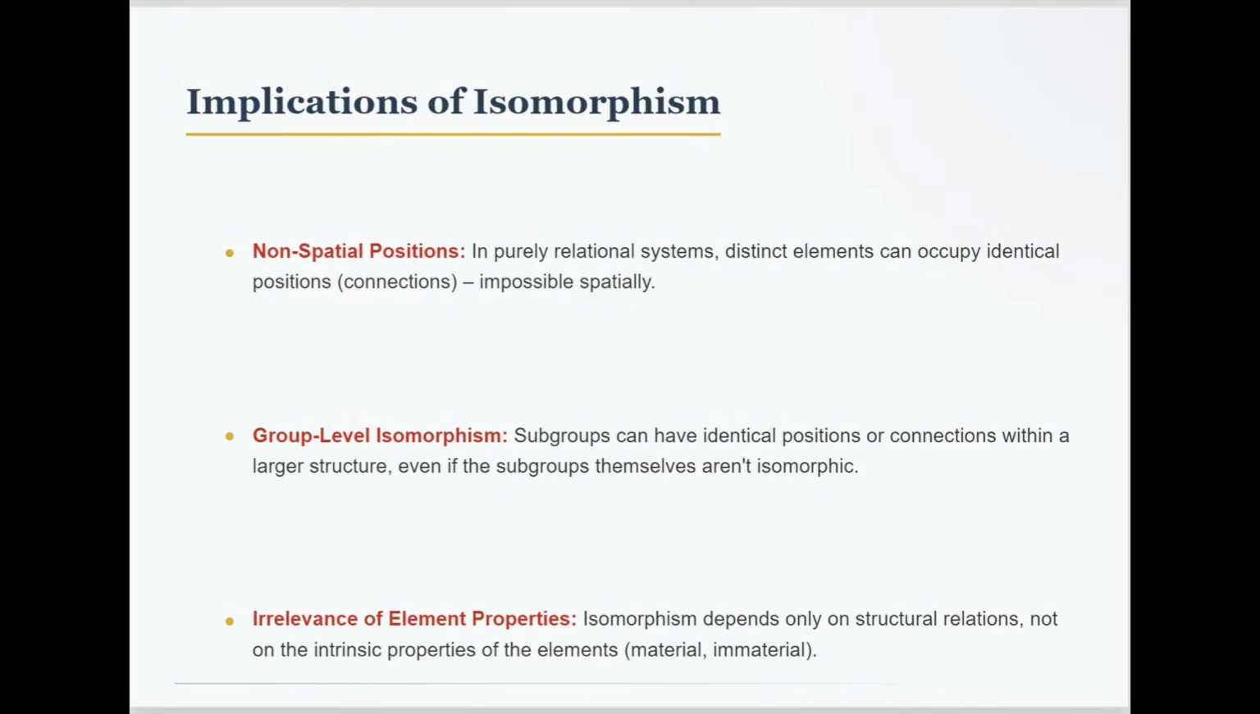This idea of non-spatial isomorphism has some cool consequences. In a purely relational system, think of it like a social network. Two different people could end up having identical sets of friends and connections, even though they're distinct individuals. Spatially, that's impossible. Two points in space can't occupy the exact same spot relative to everything else. But structurally, yes, this applies to groups too. Two different cliques within a larger social network might have the exact same pattern of connections to the rest of the network, making them structurally equivalent groups, even if the individuals within them are different. And crucially, what the elements themselves are made of, whether they're neurons, stars, or abstract concepts, doesn't matter for isomorphism. What matters is how they relate. A material structure can be isomorphic to an immaterial one, as long as the relational patterns match.